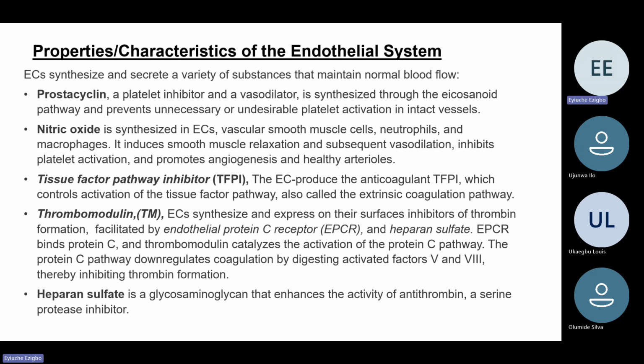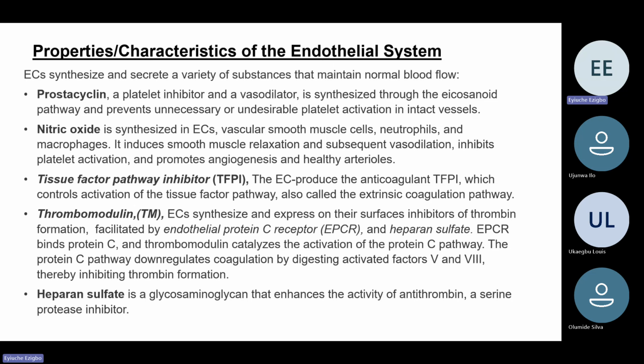The endothelial cells also secrete nitric oxide. It is synthesized in the endothelial cells, vascular smooth muscle cells, neutrophils, and macrophages. It induces smooth muscle relaxation and subsequent vasodilation, inhibits platelet activation, and promotes angiogenesis and healthy arterioles.